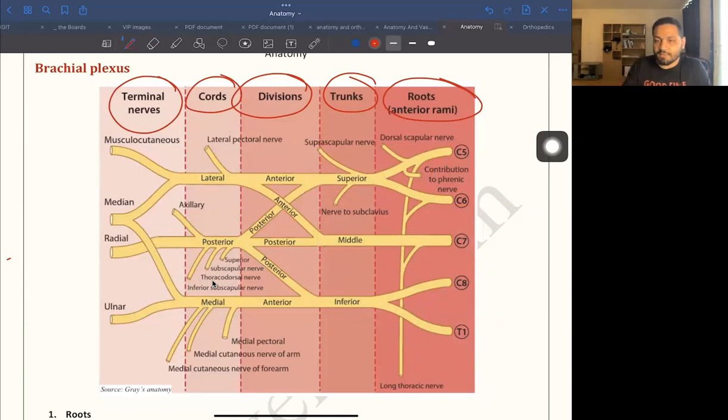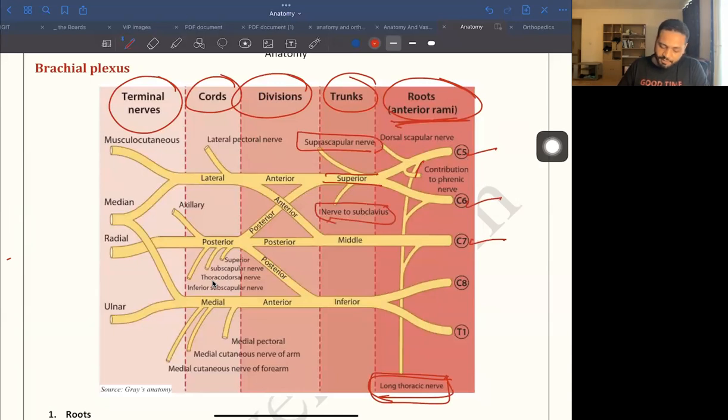So what are the branches of the brachial plexus? So think about it. We have roots. The roots give some branches. The most important one is the long thoracic nerve, which is C5, 6, and 7. Okay, so long thoracic nerve is C5, 6, and 7. Well, from the superior trunk, you have suprascapular nerve and nerve to subclavius. These are the only branches. Divisions give no branches. There are no branches from divisions.